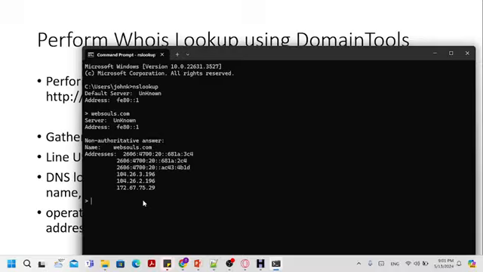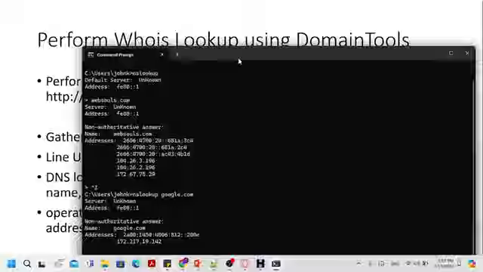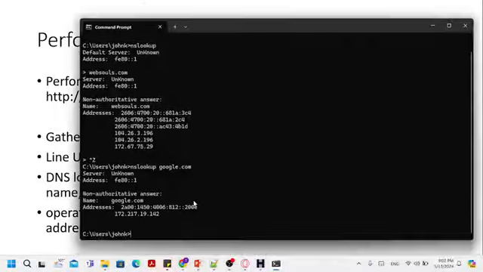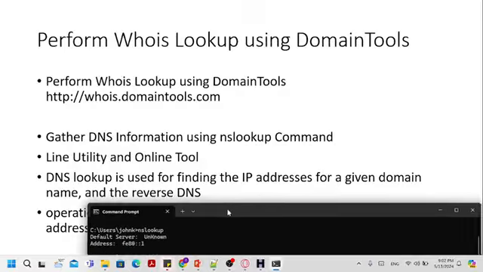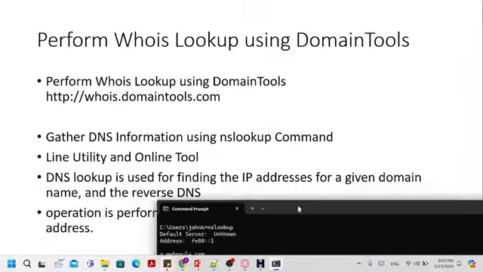Let us try another NSLOOKUP. Google.com. So it has listed for me the IP and the name of Google. It can be used to get information about a specific domain, finding the IP address of a given domain.